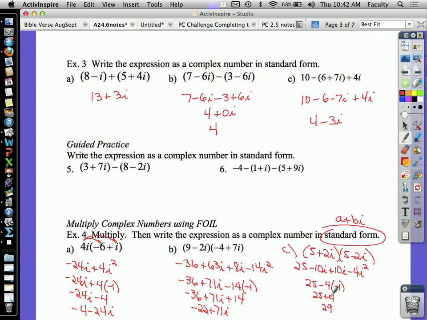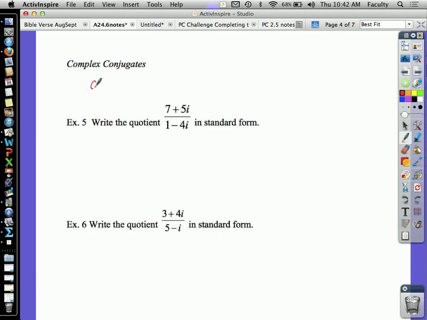Something weird happened, didn't it? The outer and the inner canceled. It's like our warm-up number 1, the difference of two squares, right? So this is going to be very valuable for us. When you take 5 plus 2i and multiply by the same thing with the sign switched, that's always going to make the outer and inner cancel. And this leads me to what's called a complex conjugate. If you have a plus bi, its complex conjugate is a minus bi.